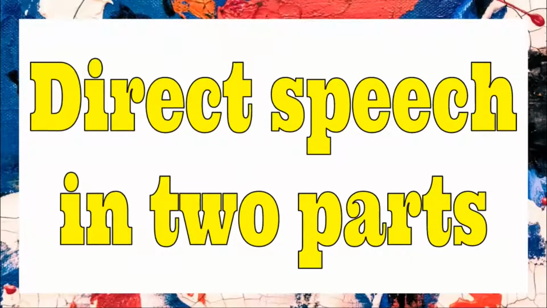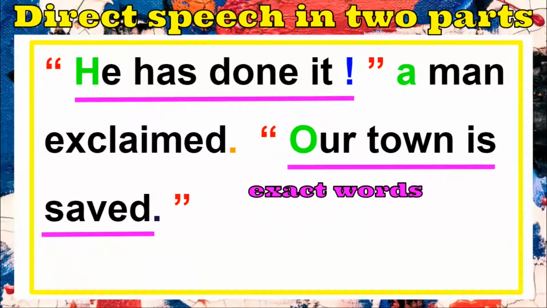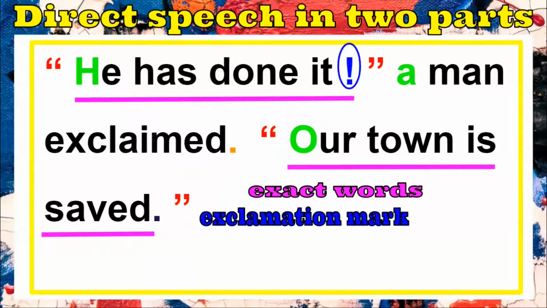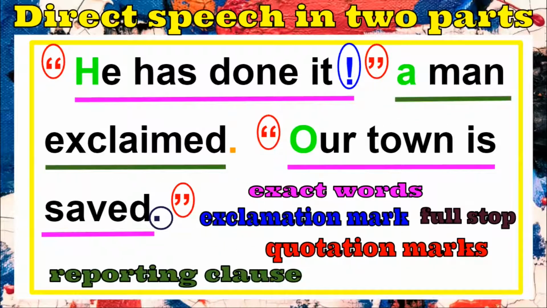Let's move on to the last example, direct speech in two parts. "He has done it!" a man exclaimed. "Our town is saved." The exact words of the speaker are, "He has done it, and our town is saved." They both begin with capital letters. The first ends with an exclamation mark because it is an exclamation. The second ends with a full stop. It is a statement. They are both enclosed in quotation marks. The reporting clause is, a man exclaimed. It begins with a small letter because a is not a proper noun. It ends with a full stop. The reporting clause is written in the middle of our direct speech.